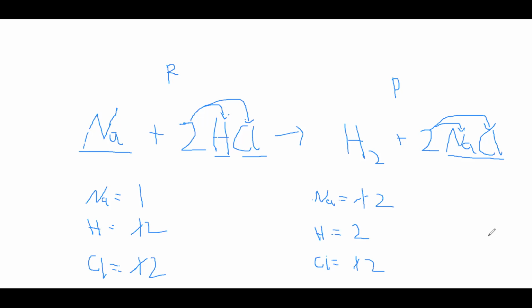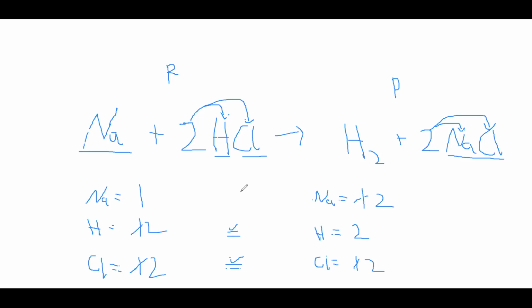All right, so now let's check and see if everything balances out. So our Cl's are balanced, 2 on the reactant side, 2 on the product side. So that's good. Our H's are balanced, 2 on the reactant side and 2 on the product side. That checks out. But whoops, our Na's have become unbalanced. We've got 2 on the product side, but only the 1 on the reactant side.